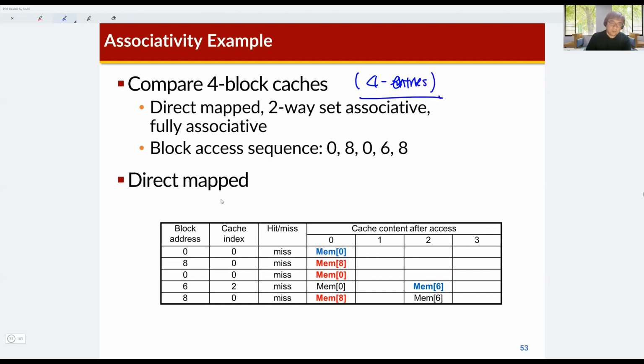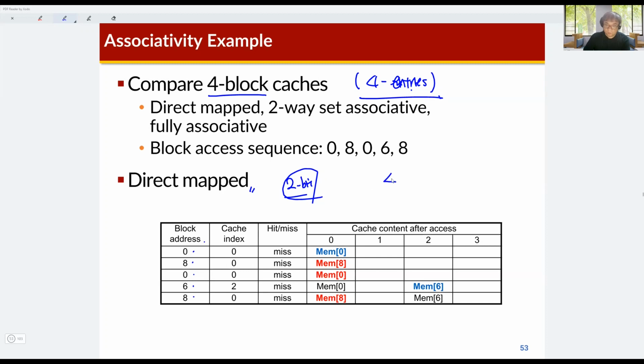Okay. So let's see the example of the direct mapped cache. This is the block address sequence 0, 8, 0, 6, 8, and this cache has only 4 blocks. So what is the size of the index field? The size of the index field is 2 bits because there are 4 entries for the direct mapped cache. Okay.